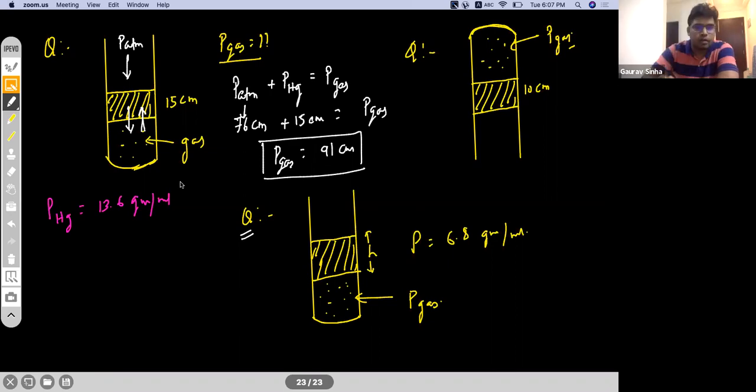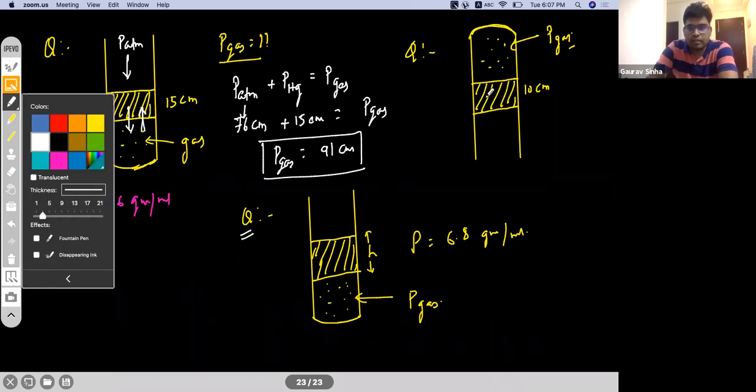Okay, fine. This one I'll see first, then I'll go to the third one. See here, the liquid column exerts pressure in which direction? Downward direction, obviously, right? So P of Hg is in the downward direction. Pressure of gas is also in the downward direction. But the atmospheric pressure is in the upward direction, because the atmospheric pressure will hold this liquid column here, right?